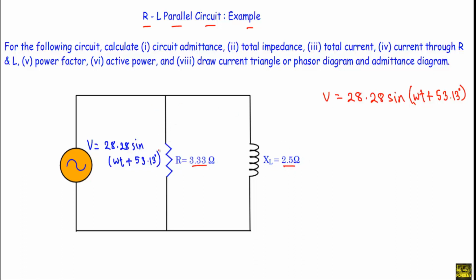ohm. So from this circuit we have to calculate the circuit admittance, total impedance, total current, and the current through the resistance R and the inductance L. We have to calculate the power factor, we have to calculate the active power, and finally we have to draw the current triangle or phasor diagram and the admittance diagram or the admittance triangle of the circuit. So this is our given circuit.